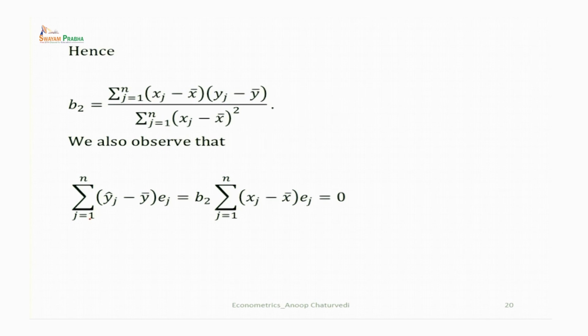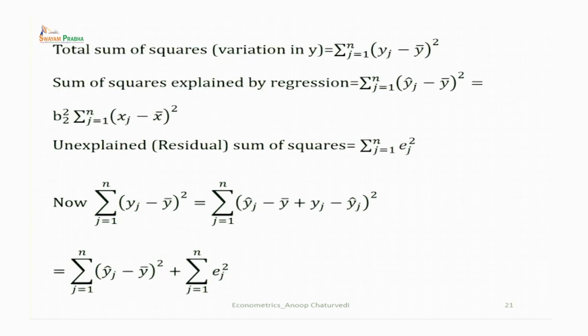Then we also observe that summation y j hat minus y bar times E j is equal to b 2 times summation x j minus x bar E j, which is equal to 0. So, this E j is uncorrelated with the predicted value y j hat. Then the total sum of squares, or the total variation in y, is summation over j of y j minus y bar square.